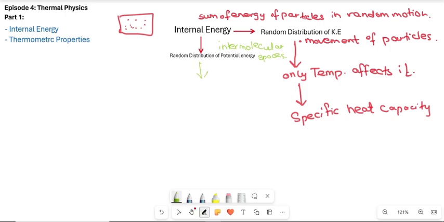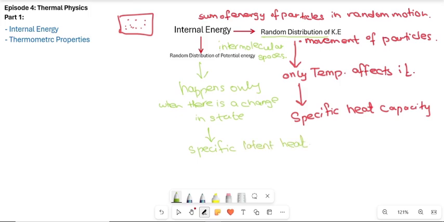Intermolecular forces or intermolecular spaces, that is what you call potential energy, and this happens only when there is a change in state. So you see how when there is a change in temperature, only then the random distribution of kinetic energy changes, but when there is a change in state, only then the random distribution of potential energy changes. And also this word random distribution is quite important. You cannot just say kinetic energy, you cannot just say potential energy. When there is a change in state, that is what you call specific latent heat.